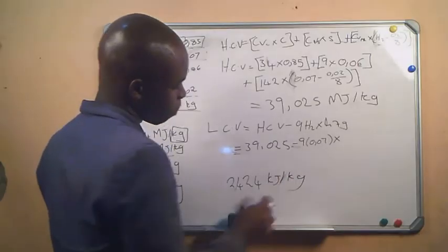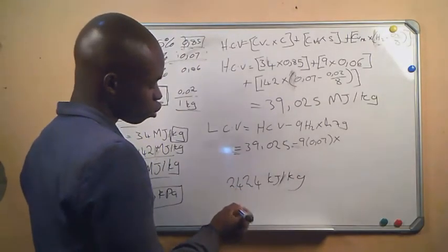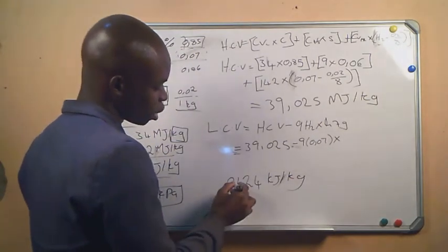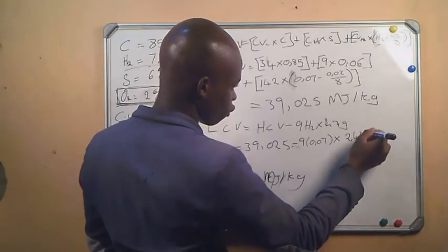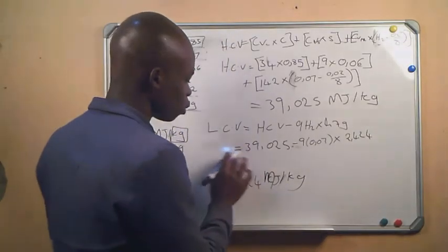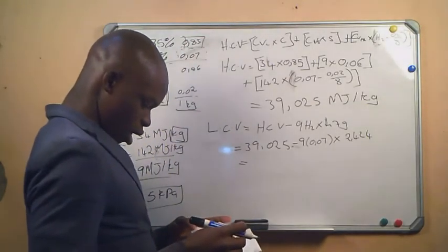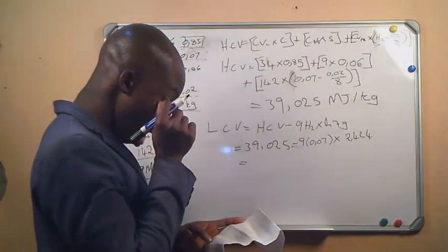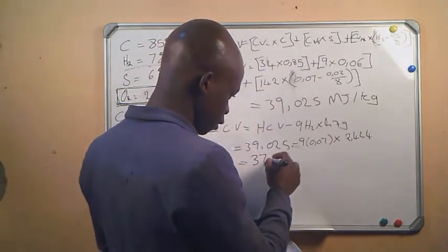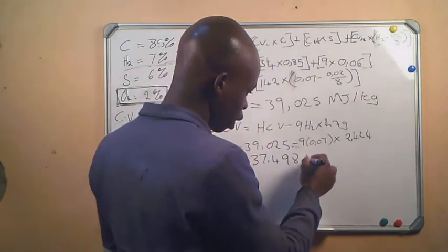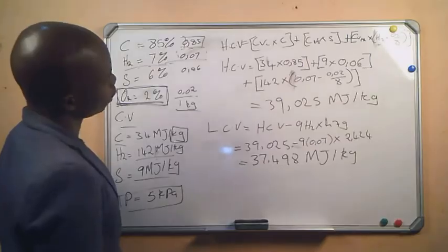per kg, but we already have our high calorific value in megajoules, so we will have to convert this as well to megajoules, which will give us 2.424 megajoules, and then we calculate, and then I got my value for LCV as 37.498 megajoules per kg. Yeah, this is number one.